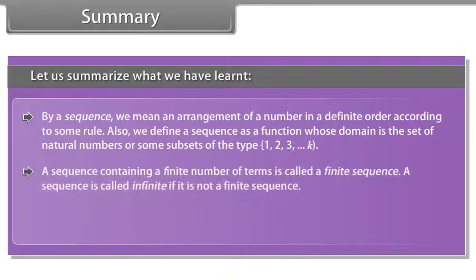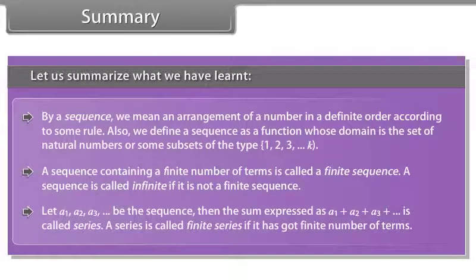A sequence containing a finite number of terms is called a finite sequence. A sequence is called infinite if it is not a finite sequence. Let A1, A2, A3 and so on be the sequence, then the sum expressed as A1 plus A2 plus A3 and so on is called a series. A series is called a finite series if it has a finite number of terms.